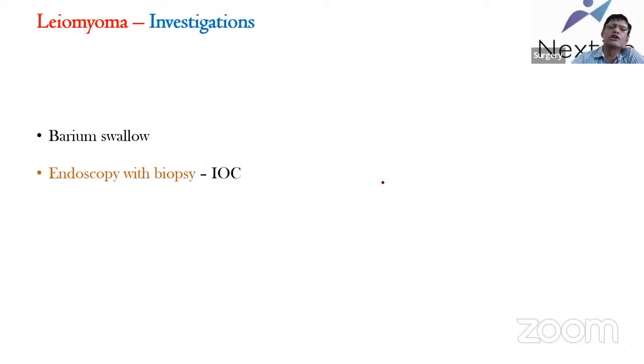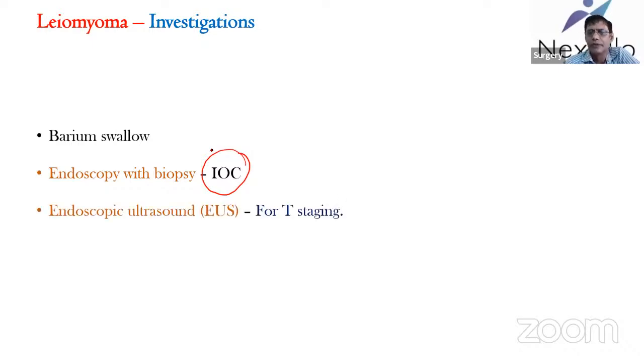The investigation of choice for the tumors is endoscopic biopsy. Endoscopy with biopsy, investigation of choice. Endoscopic ultrasound may be done here for the T staging. We will see the endoscopic ultrasound. Dr. Rajendra will explain it to us, but with the malignancy. Okay, we'll see it over there.